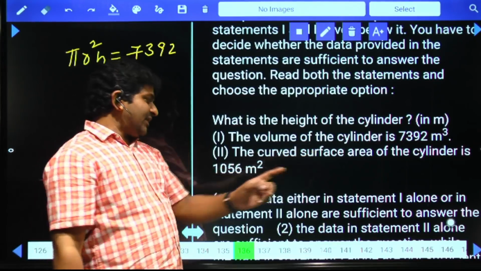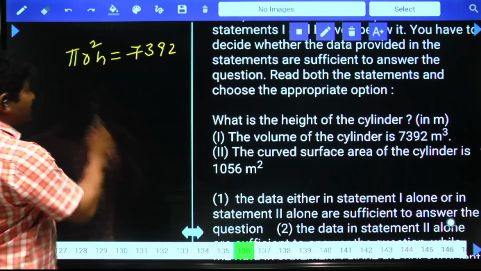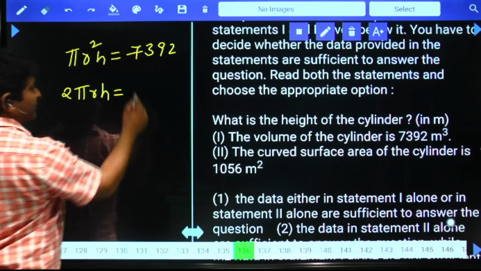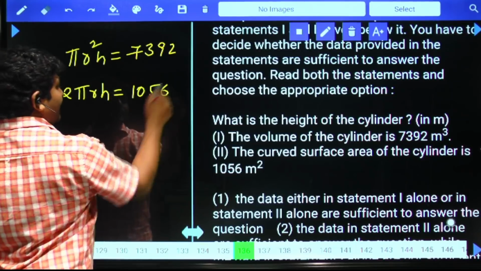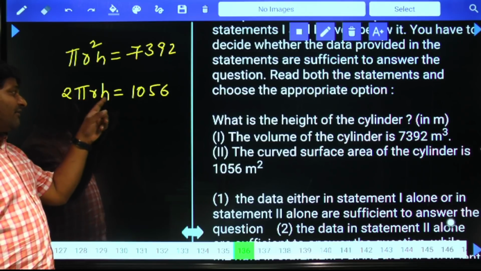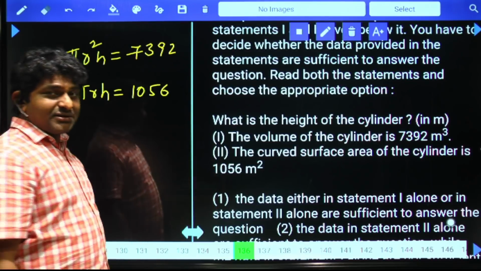The curved surface area is 1056. Curved surface area, which is 2 pi r h, is equal to 1056. Using only 2 alone, can you answer this question? No, because here also we have r and h. Only 2 alone is also not sufficient.